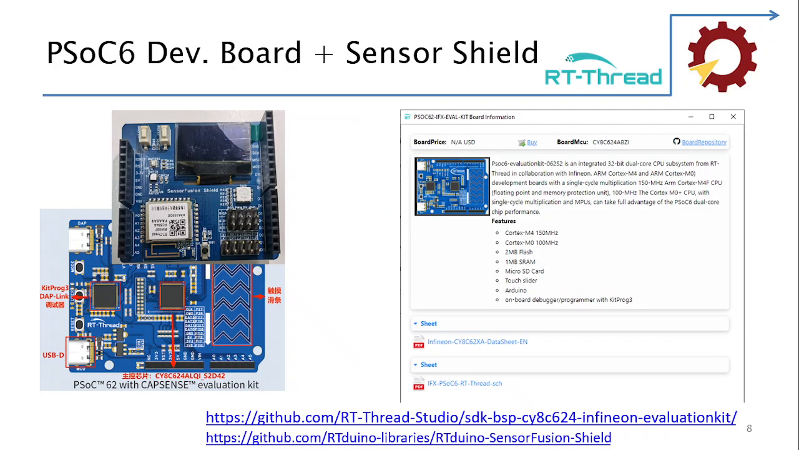The hardware that I will use here is this Infineon-based hardware, the PSoC 6, which you can buy from the RT-Thread website. It has an additional sensor shield, which is a combination of multiple hardware, but today I will use just one from here, which is the accelerometer.